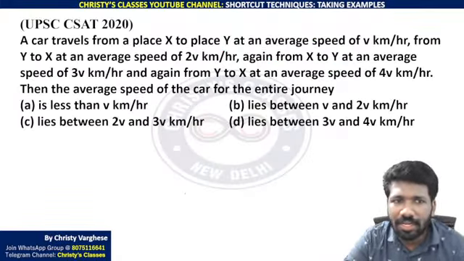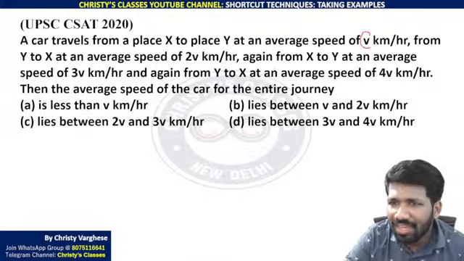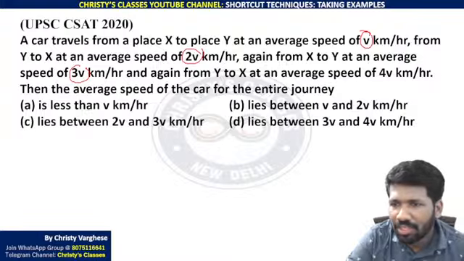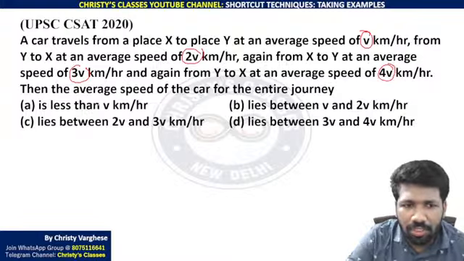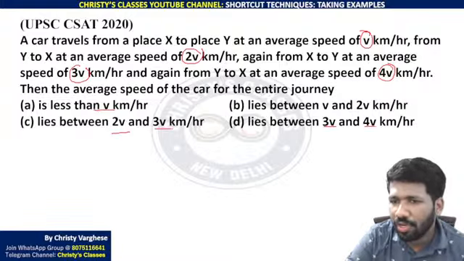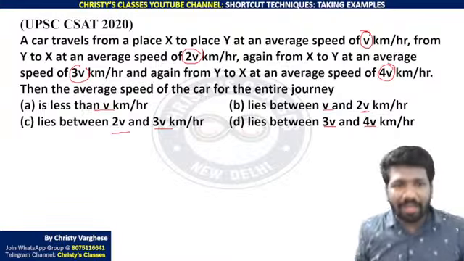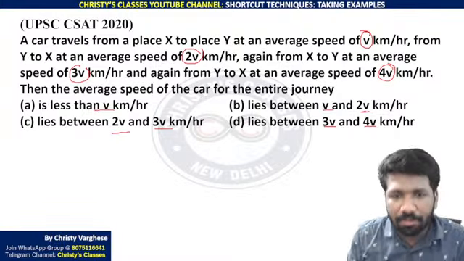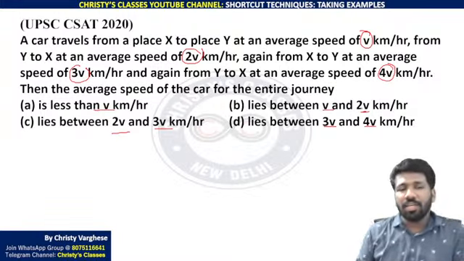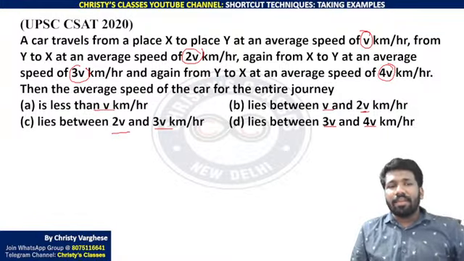The question says a car travels from place x to y at an average speed. Look at this: v, 2v, 3v, 4v, these are variables, and everything is in terms of v, and the options are also in terms of v. That is our inspiration to take an example for v. Always clearly understand where to use taking an example and where not to. Here everything is in terms of a single variable v, so taking a simple example for v is helpful.